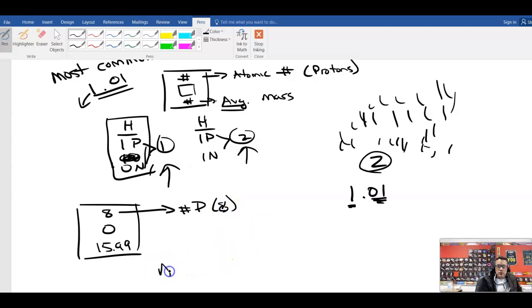If this is a neutral atom, then the pluses are going to equal the minuses. So then we would also know that the number of electrons would also be 8 if it's neutral. So it kind of tells us both of these things.